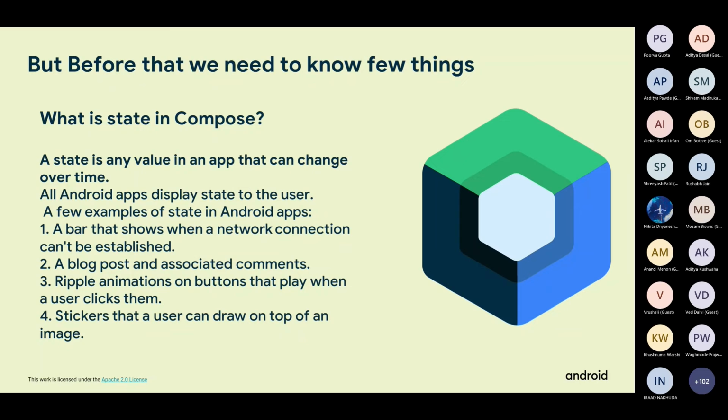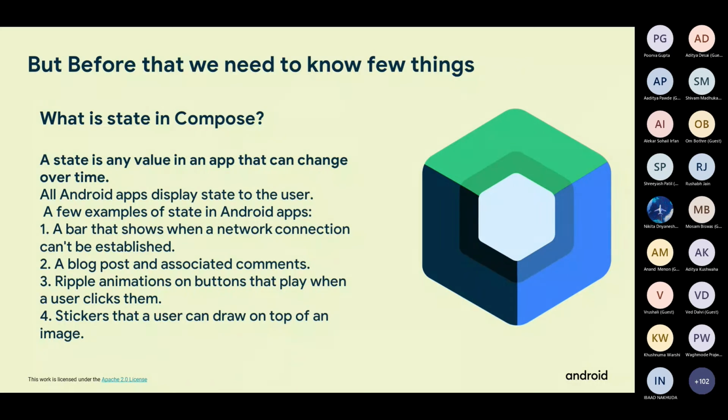Before that, we need to know a few things. What is state? A state is any value. Now, the next part of the session will be a bit more technical for a few slides, and then we'll go back to the previous slide of both apps, and then we will decide what the plan or the steps of action will be to build that app. So what is state in Compose? A state is any value in an app that can change over time.